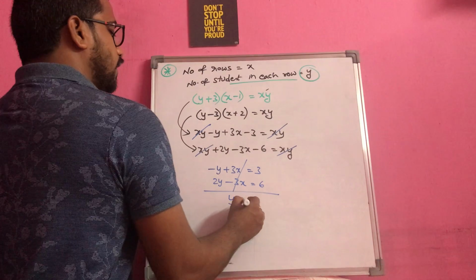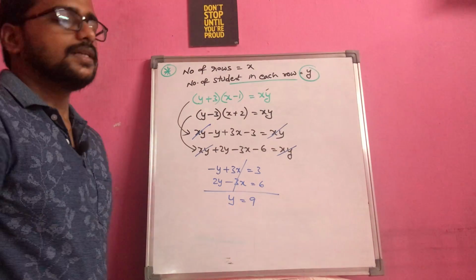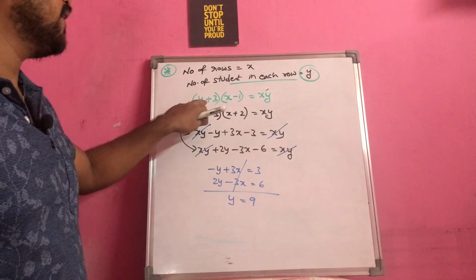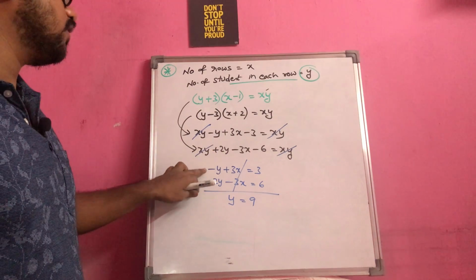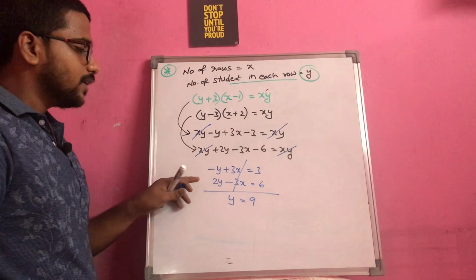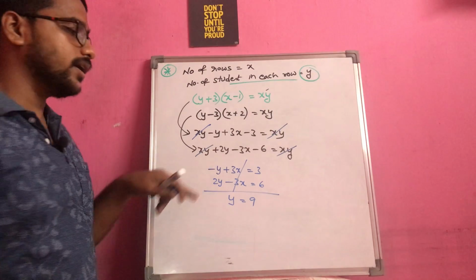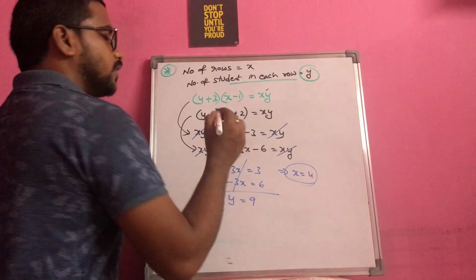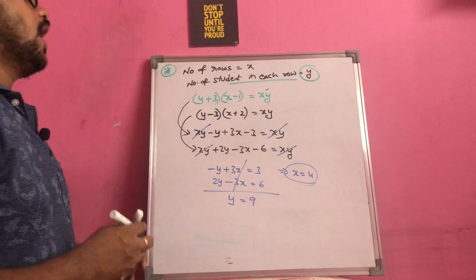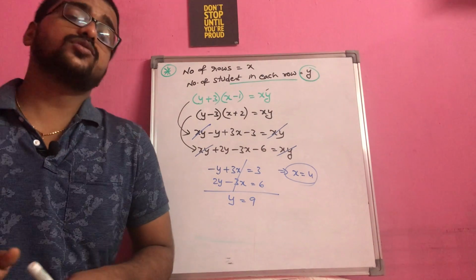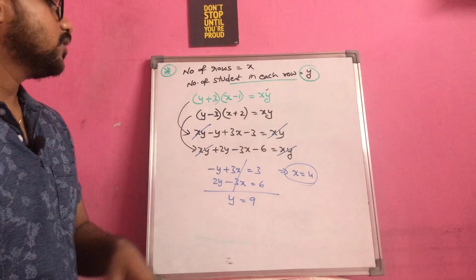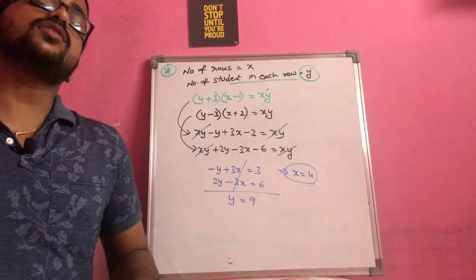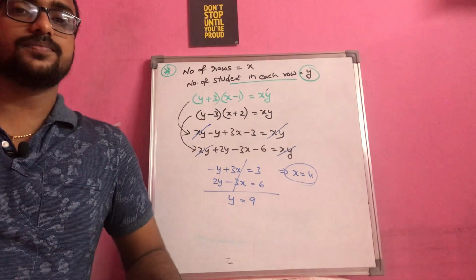So this is y is equal to 9. When you get y is equal to 9, you can substitute in any of these 2 equations to get the value of x. If I substitute here, I will be getting x is equal to 4, right? So that means number of rows are 4 and number of students in each row is 9. So that's how 4 into 9 will give you 36 students for us, right?